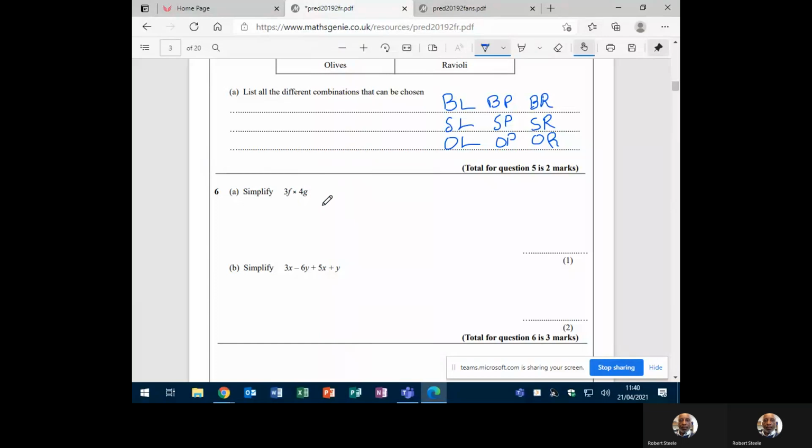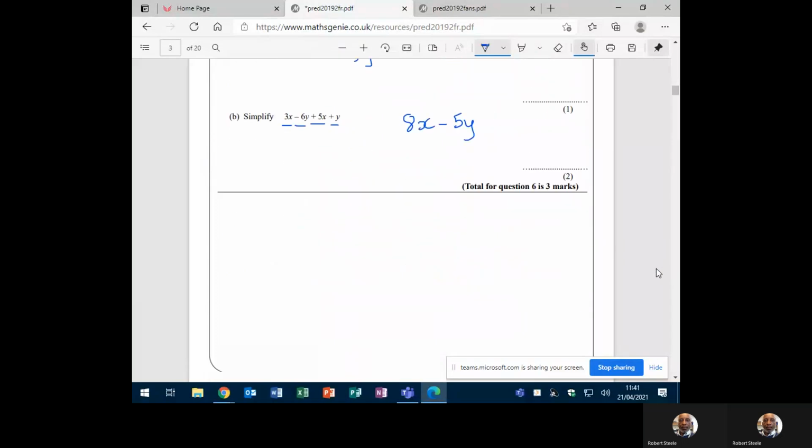Right, when you simplify this, there should be no times signs left. So the 3 times 4 is 12, and F times G is FG. Please do not leave any times signs in your answer. And here, 3x plus 5x is 8x. That's the easier part. And then the minus 6y plus y is minus 5y. There's your final answer for those 2 marks.